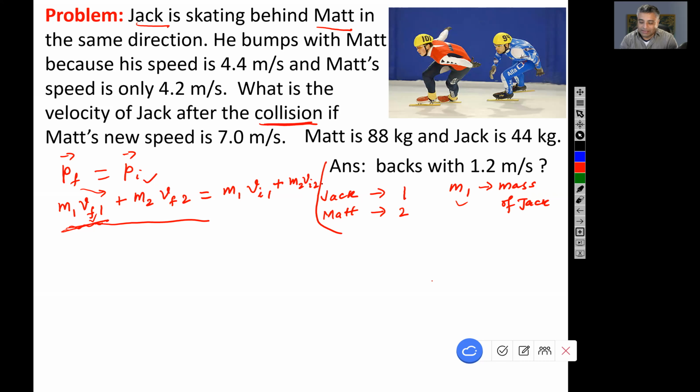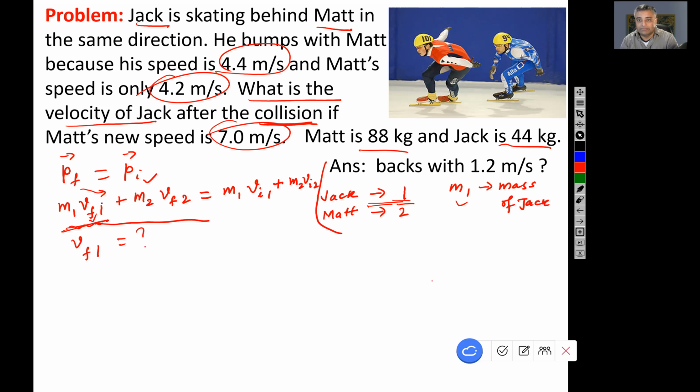In this case, what are we looking for? The velocity of Jack after the collision. And Jack is number 1, so that means vf1. That's what we are looking for. What other things do we know? Do we know everything else? I think so. The masses are there, and these velocities are there.